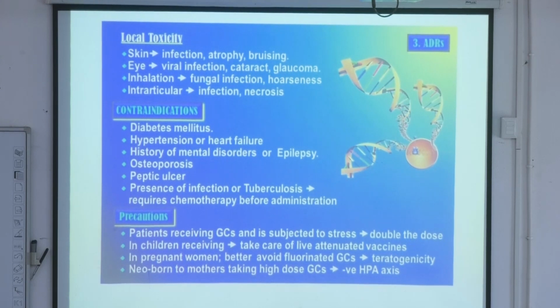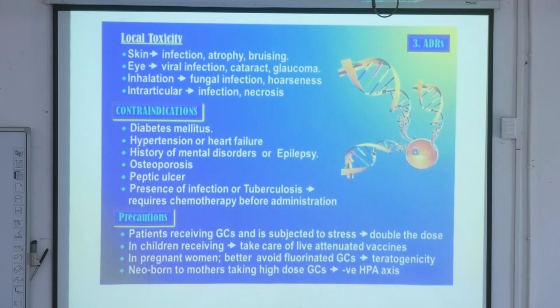So no indication is really an absolute contraindication, but these are some important contraindications, and there are some important precautions you have to take when you are using steroid, like the patients who are on long-term steroid, their body is accustomed to it. So if they develop stress, you have to increase the dose of the steroid. In stressful situation, you have to increase the dose of the steroid.